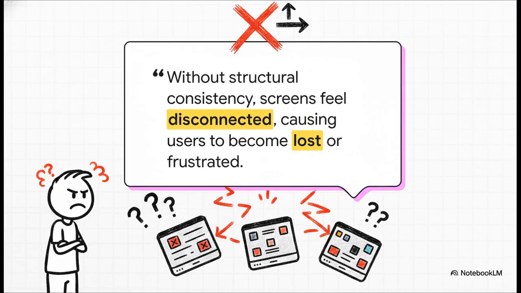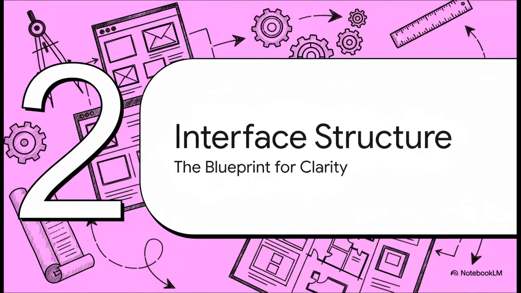This right here is the core issue. When every screen feels like its own separate random puzzle, you have to relearn the rules every single time you tap. That feeling of things being disconnected is what makes you feel lost and frustrated, and it's usually why we just give up and delete the app. So if that's the problem, what's the solution? Well, it all comes down to having a solid blueprint from the very beginning.